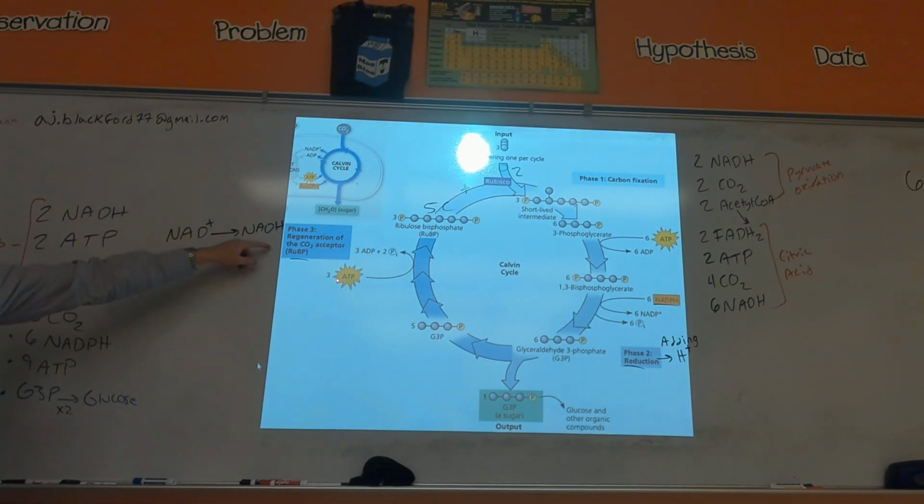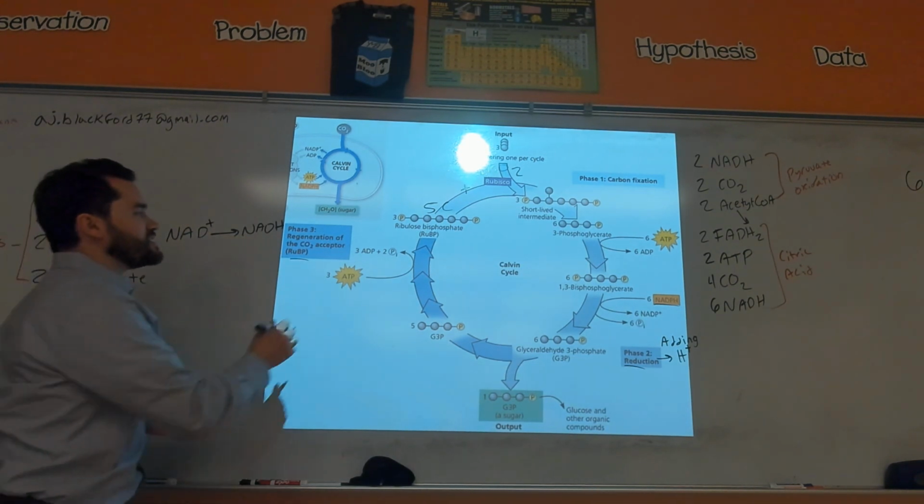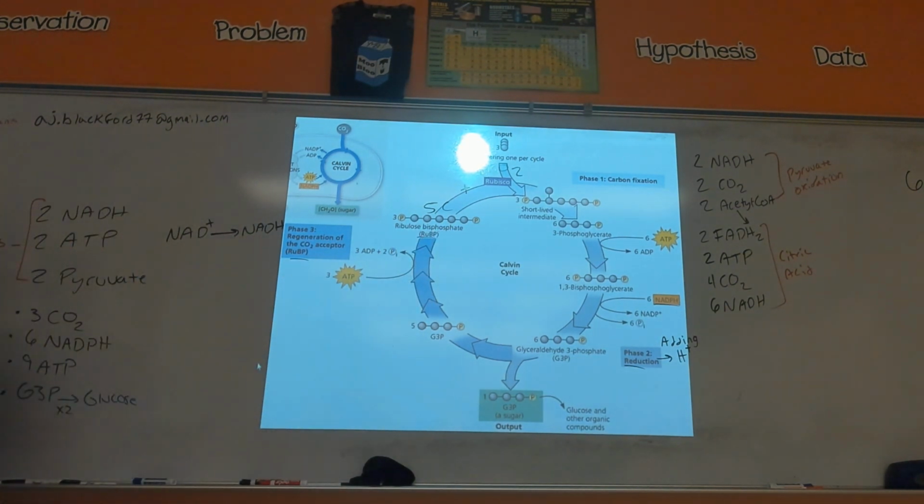And then the last phase is regeneration of the CO2 acceptor. In other words, we have to regenerate the RuBP so we can keep doing the cycle. That's where you're going to have to invest 3 more ATP. But again, I really think if you can get this 3, 6, 9, and then G3P is what you get out, you're in a pretty good spot there. Questions about that?